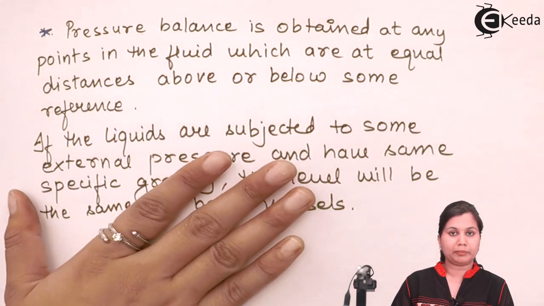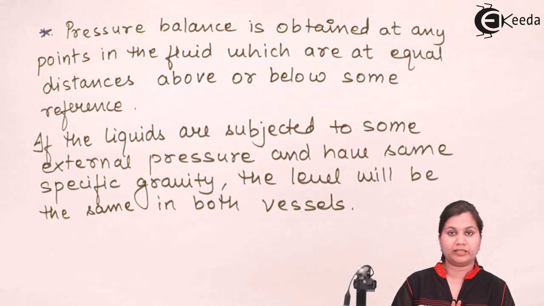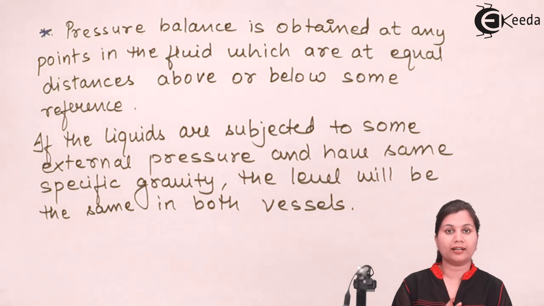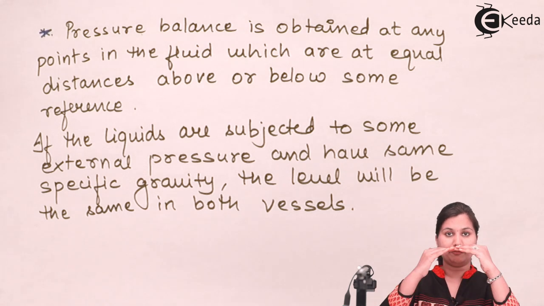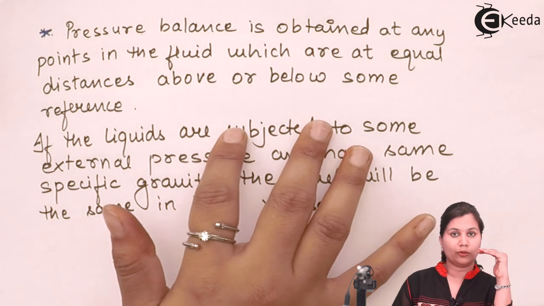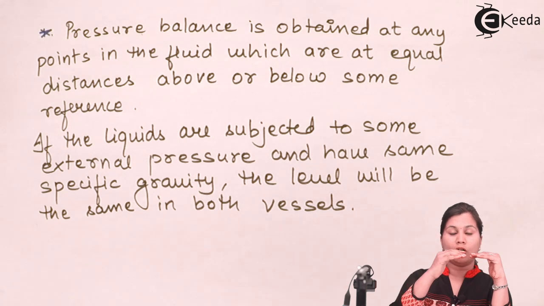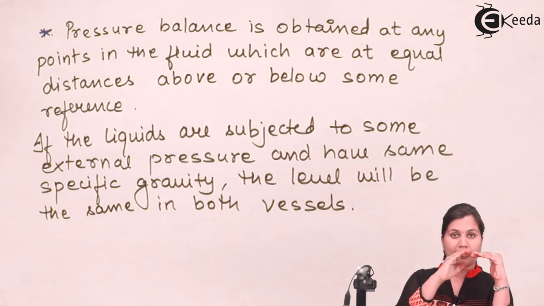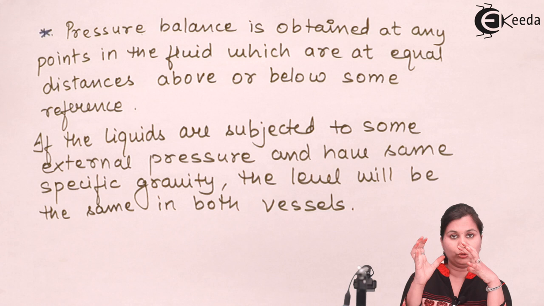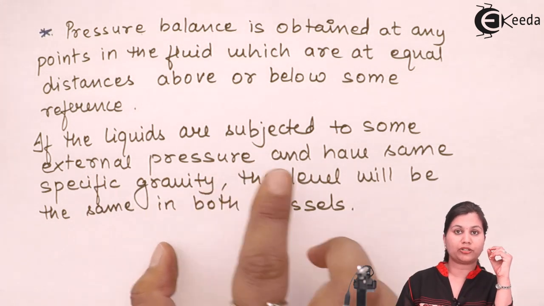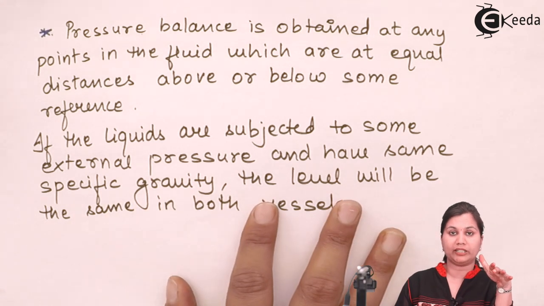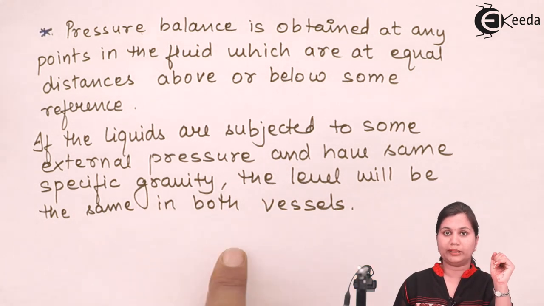So this is the principle on which the sight glass tube method works, that the level of the liquid in both the tank and the sight glass is equal because both are at the same level from the reference line. The same height is there. So when the liquid is at the same height from the reference line in two vessels, which are under some external pressure and have the same specific gravity, then the level of the liquids will be the same.